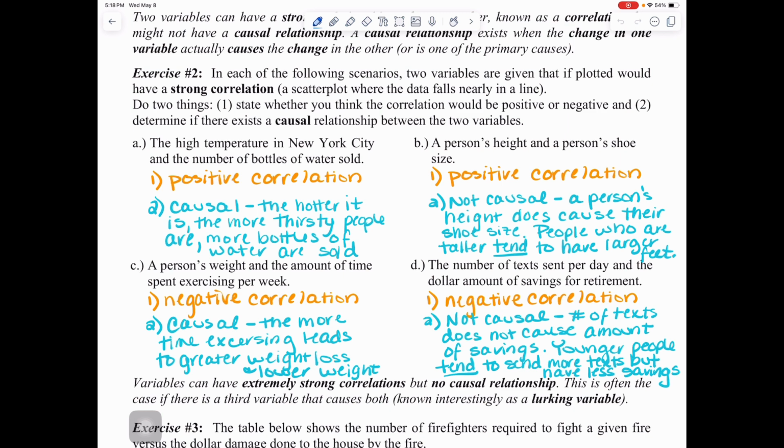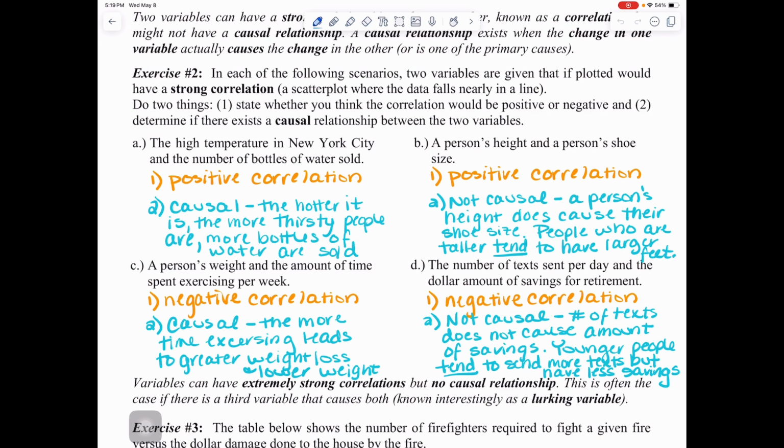Make sure you change your answer if you need to. Not causal. Height does not cause the shoe size. In part C, a person's weight and the amount of time spent exercising per week has a negative correlation. The person's weight is going to come down given more exercising time. So as X increases, Y is coming down. This is a causal relationship. The more time you spend exercising leads to greater weight loss and overall lower weight. So this is a causal situation.